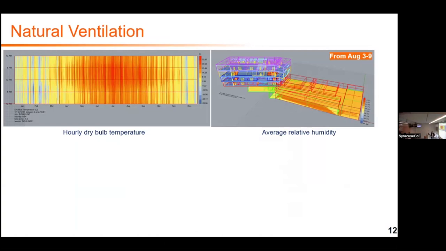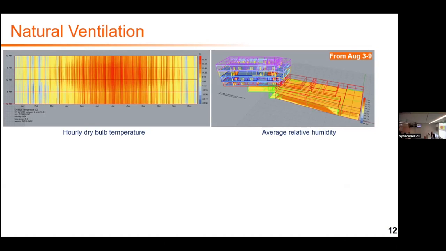Natural ventilation means that we just open the door and allow the outdoor airflow to go inside the building. The left side figure is the hourly dry bulb temperature for the whole year. If we consider natural ventilation, I just use an example from August 3rd to August 9th, because in this period the temperature will not be too high and also not too low. It's a good period to show the natural ventilation effect.